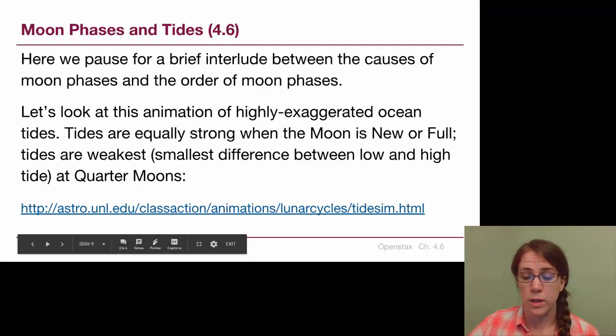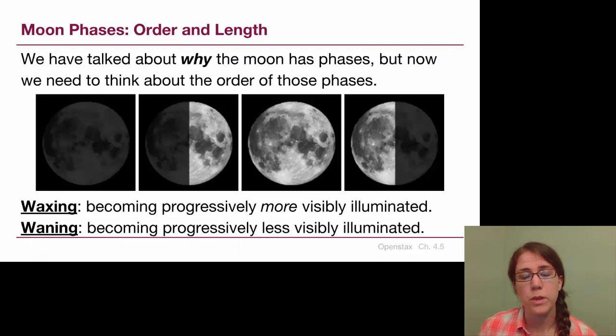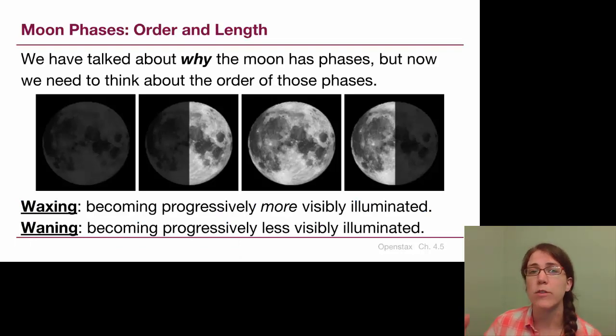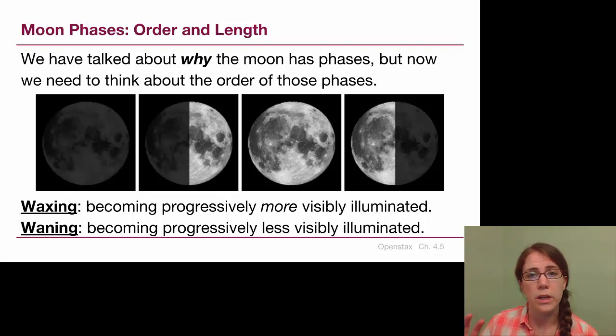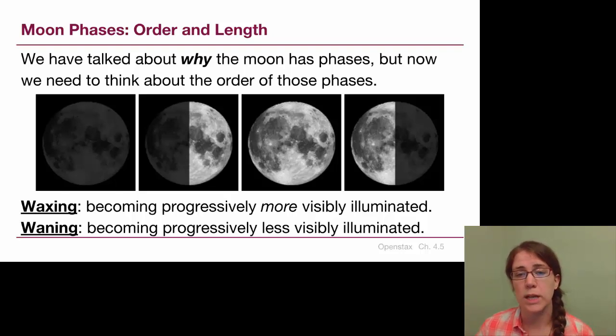Okay, so we've talked about why the moon has phases, and hopefully we start to have a better sense of that as we think through the different ways that we've seen that information. The other thing that we want to make sure we understand is the order of those phases. So we initially introduced those terms waxing and waning in the first video, but this is really where we're going to understand them a little bit better.